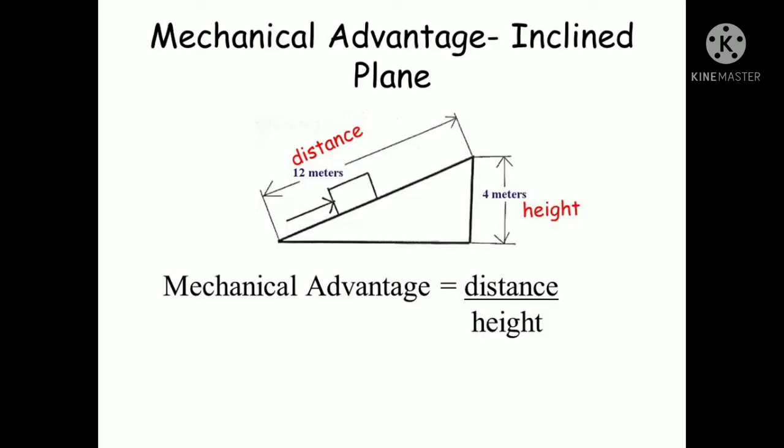See here. There is a box. We are trying to push it upwards. How much height is there? 4 meter height. And how much distance we have to push it? 12 meter. So here mechanical advantage will be how much? Distance by height. What will be the answer? 12 by 4 means 3.